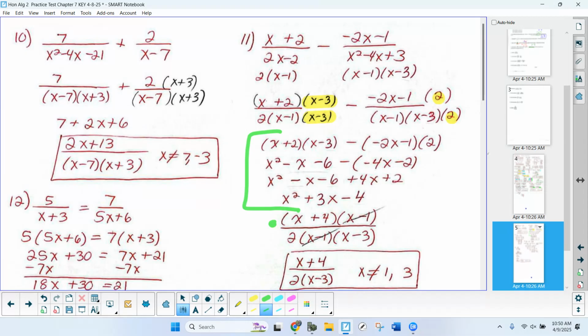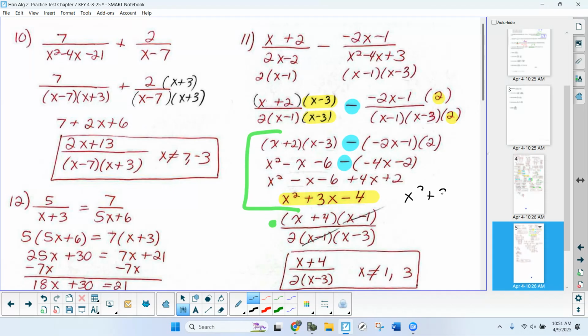So when I did, I FOILed, and I got x squared minus x minus 6, and I just left that on the left. I remembered that I had a minus sign, so whatever I do on the right, I've got to remember to distribute that. So I distributed 2, and then the negative. You could have distributed negative 2 and gotten 4x plus 2. It doesn't matter. Now combine like terms. Now, if this happens here, it's going to happen on the test, so be careful.